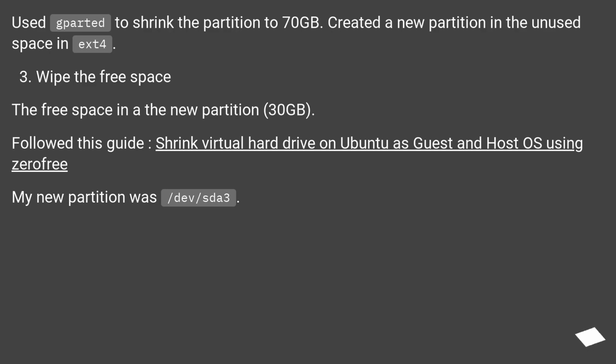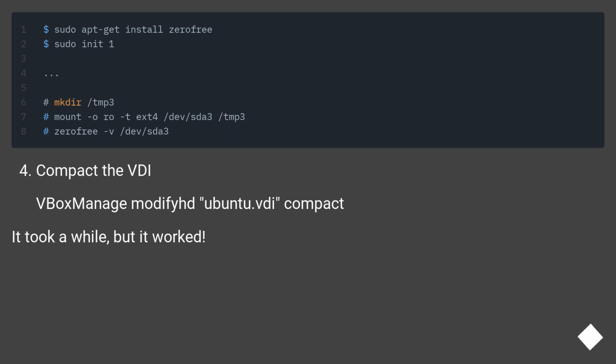Follow this guide, shrink virtual hard drive on Ubuntu as guest and host OS using zerofree. My new partition was /dev/sda3. Compact: VBoxManage modifyhd Ubuntu.vdi --compact. It took a while, but it worked.